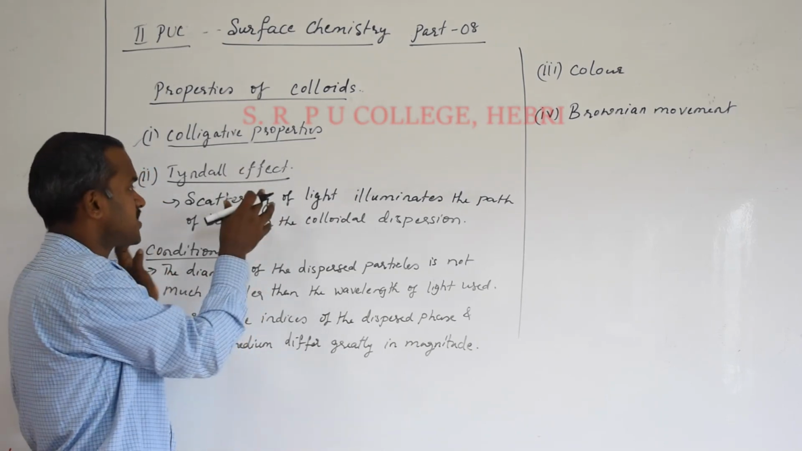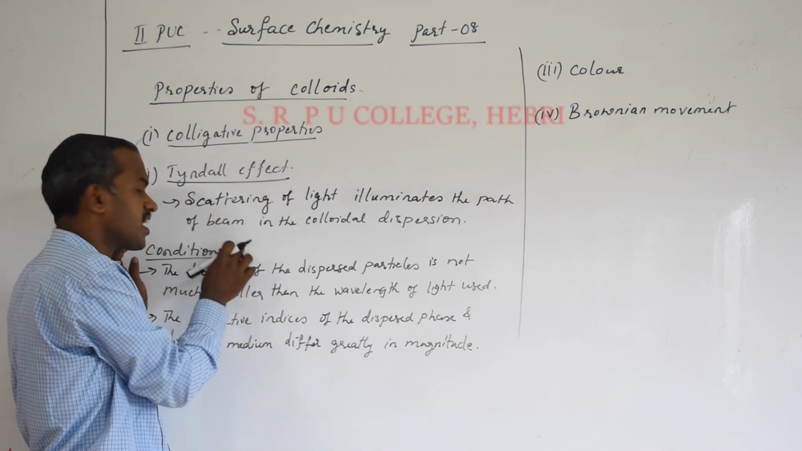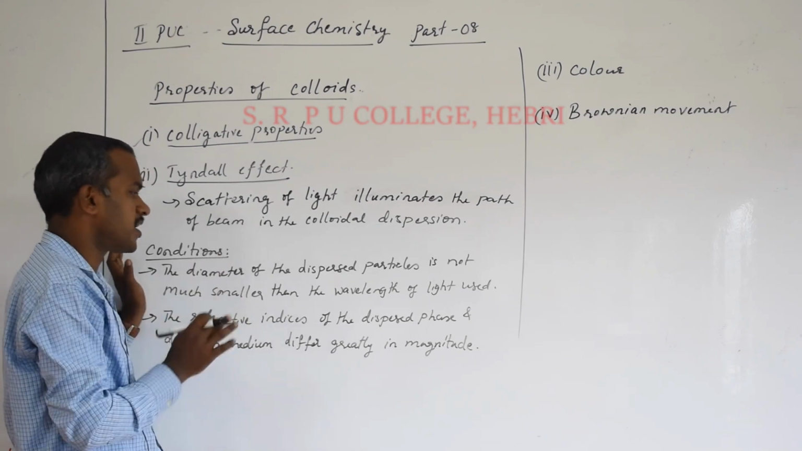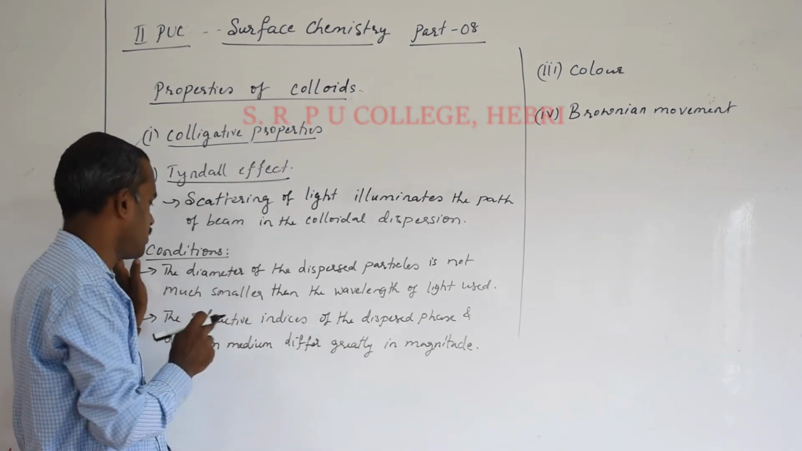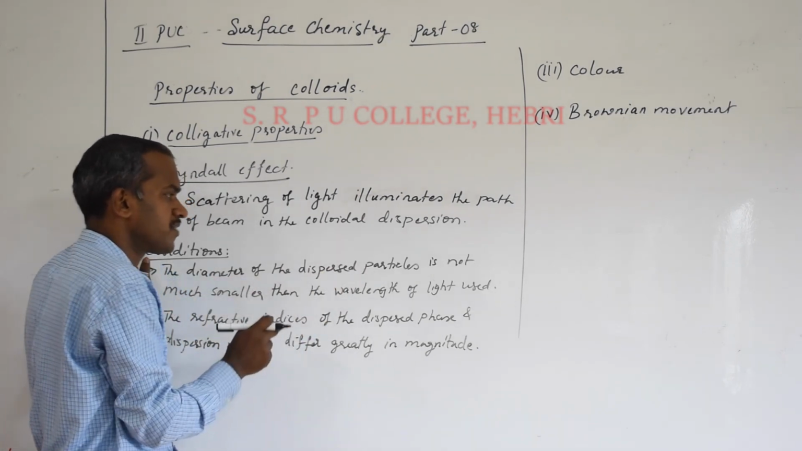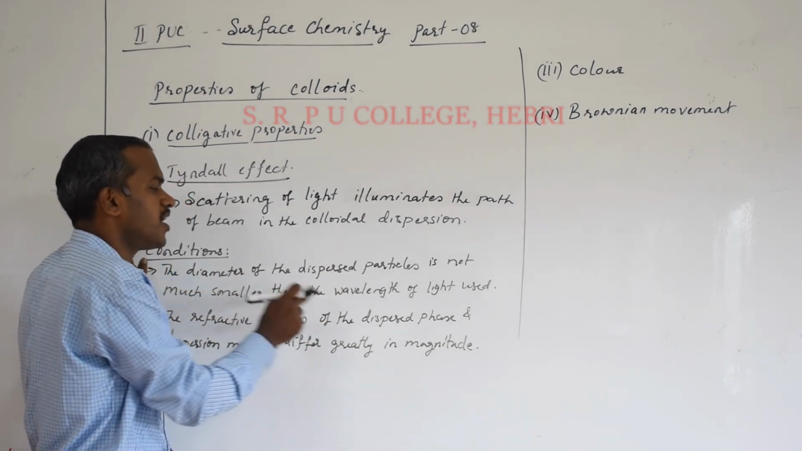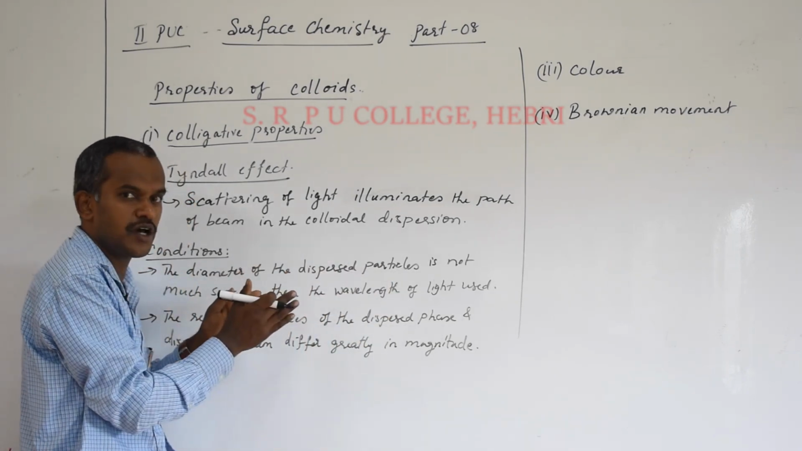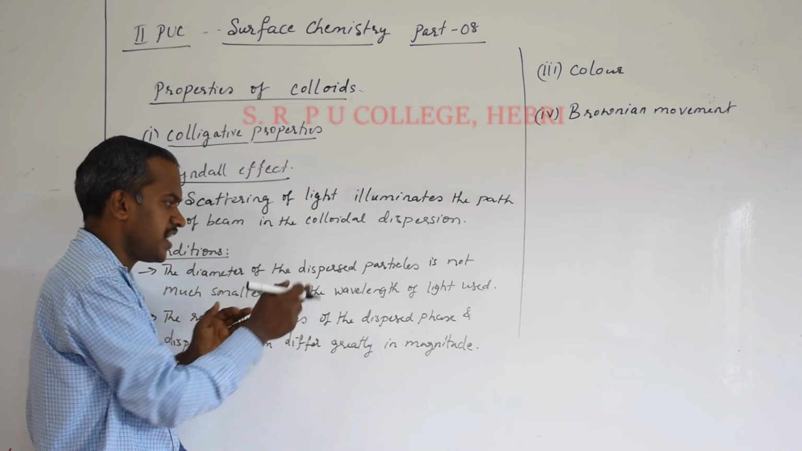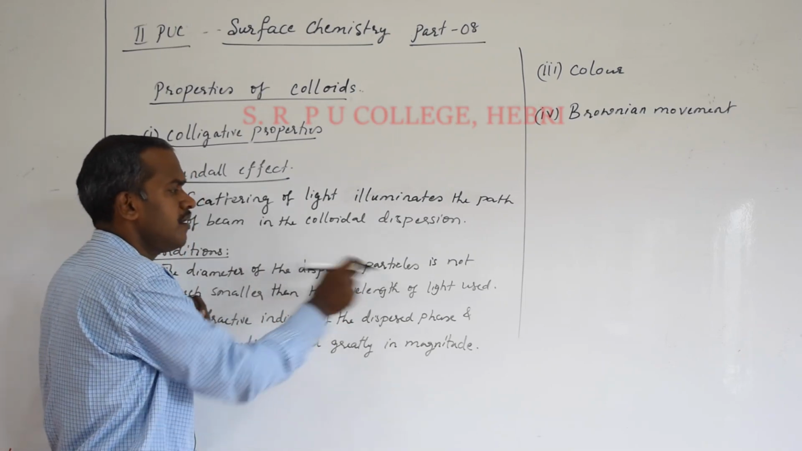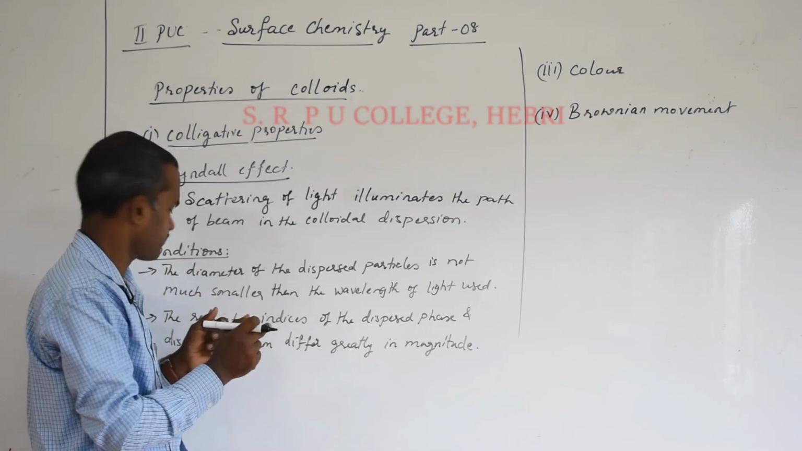Before we understand this, you have to understand what the conditions are to observe the Tyndall effect. There are two important conditions. The first one is that the diameter of the dispersed particles is not much smaller than the wavelength of the light used. So if there is a Tyndall cone, there is a scattering of light, it depends on the wavelength of the light used and also the diameter of the particles in the dispersed phase.